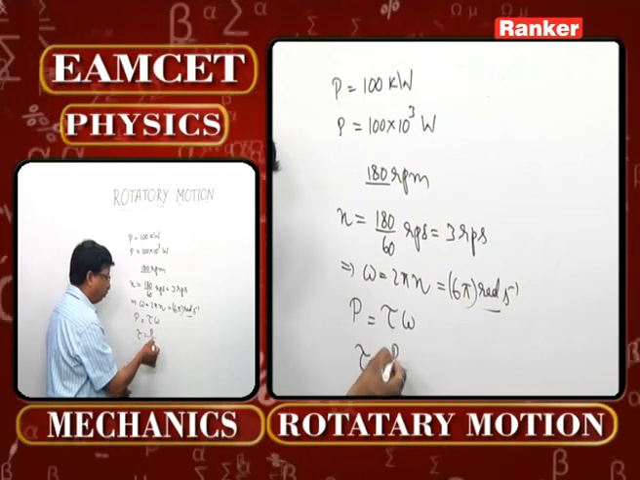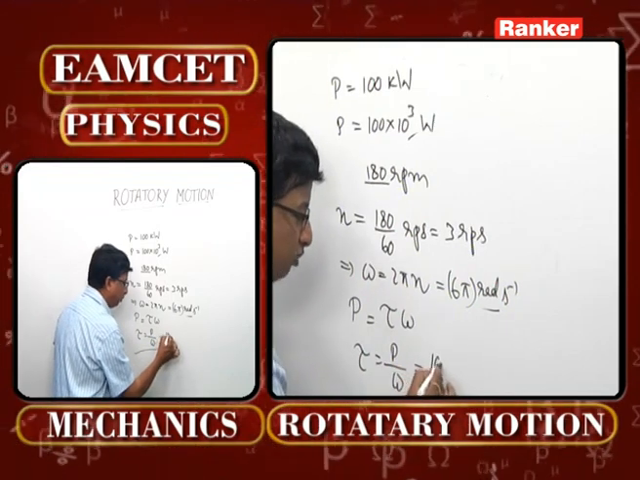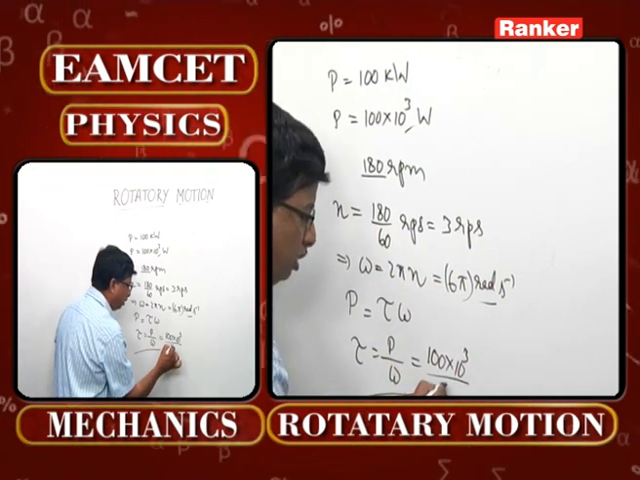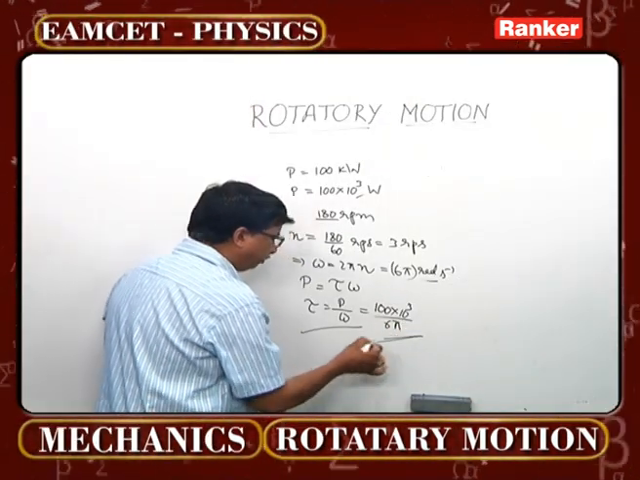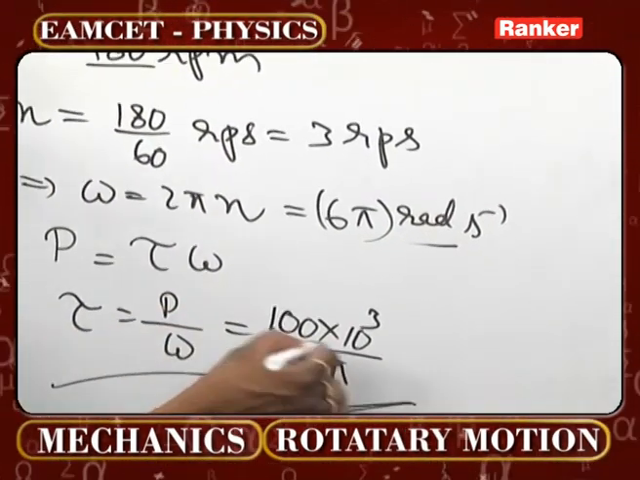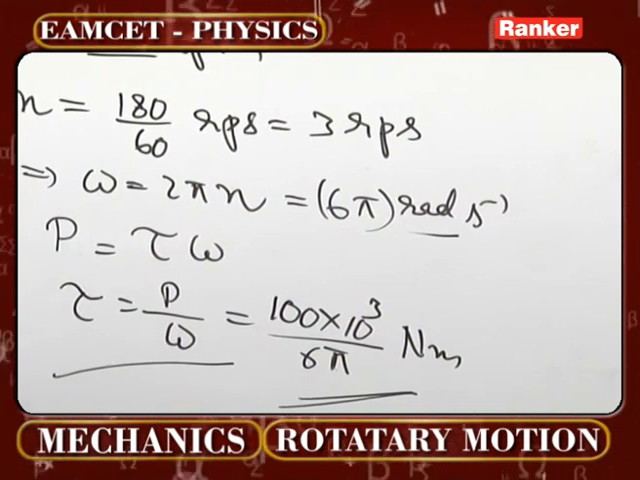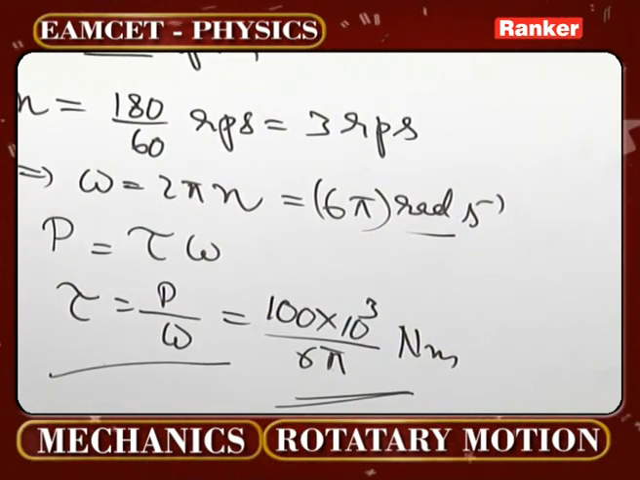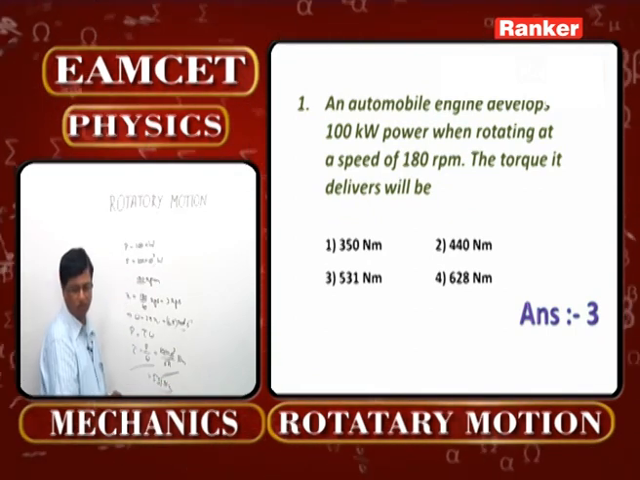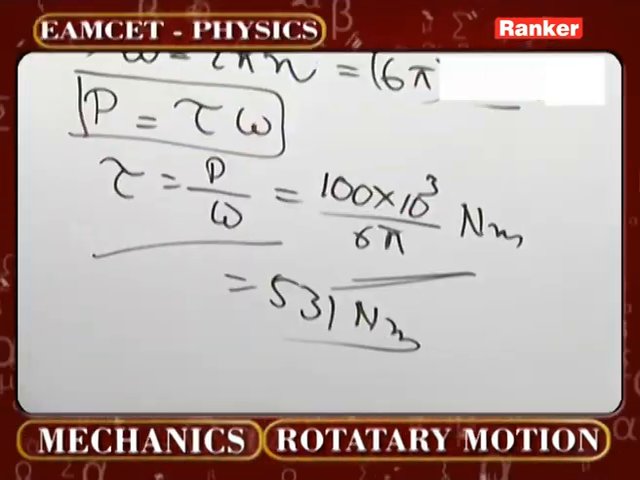So directly if you write P by omega, P is of course 100 into 10 cube, that is 10 to the power 5, divided by the value of omega, that is 6 pi radian per second. If you directly take up this simplification, naturally you will get so many Newton meter as the value. See that option once again, all of you. That option is now tallied with 531 Newton meter. This is the value. So what you should understand is the analogy. If you remember it, it is very simple and easy for you to get it.